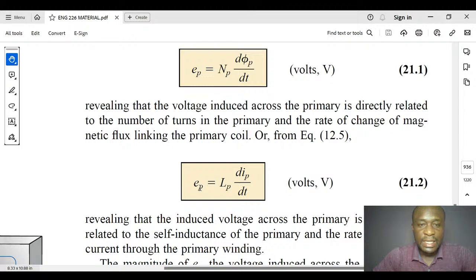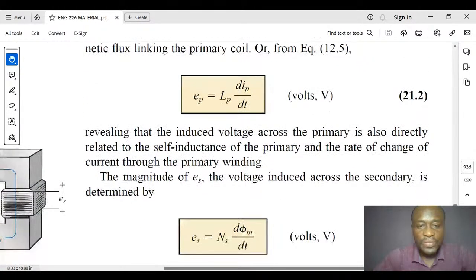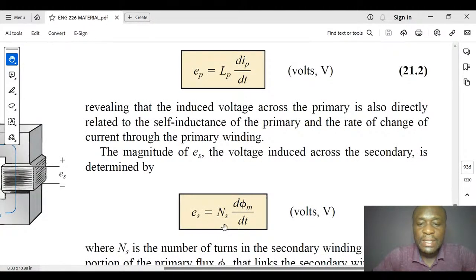So in this case, we said that the change in voltage is equal to the inductor value times the change in current over time. Are you following me? Change in current over time. Then, for the secondary side now, this is the mutual flux we are discussing. This particular flux is the mutual flux.